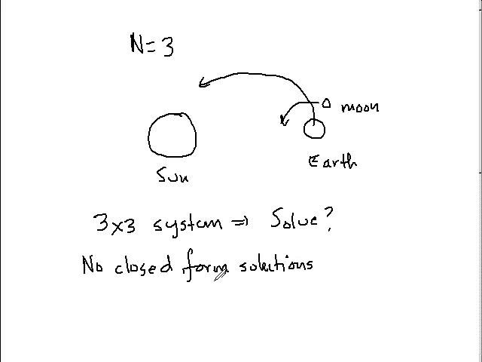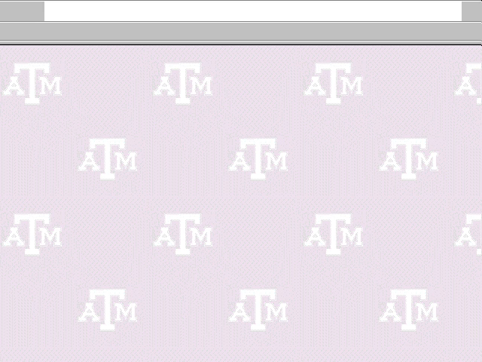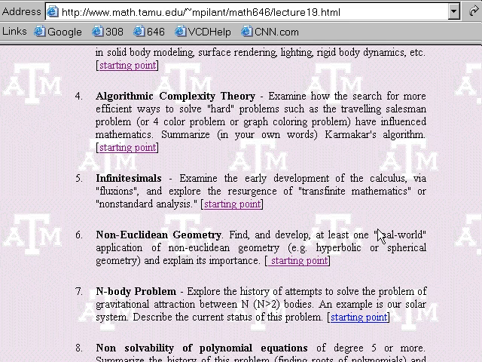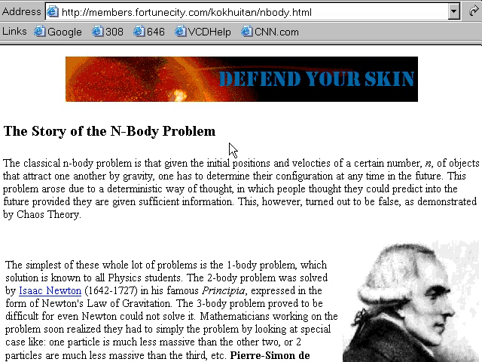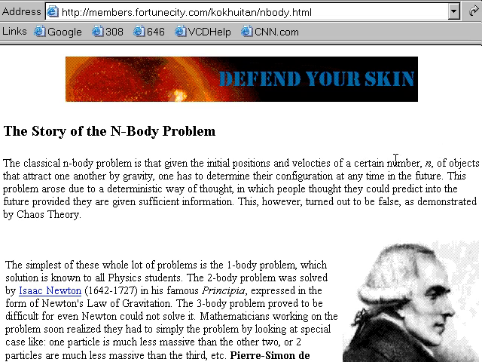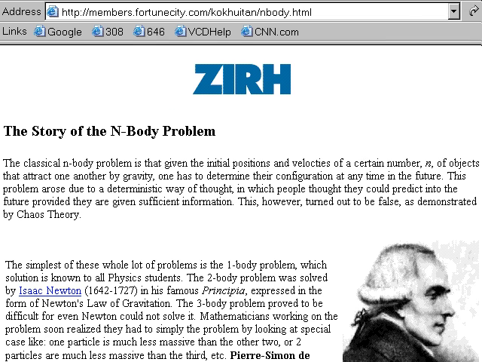In fact, if you do this problem, you can do a historical search, and there was actually a prize offered back in the 1800s. Some very famous people like Poincaré worked on this, trying to find solutions of the n-body problem. If you look on the web, you can find some links to the n-body problem. Here's a classic reference here.